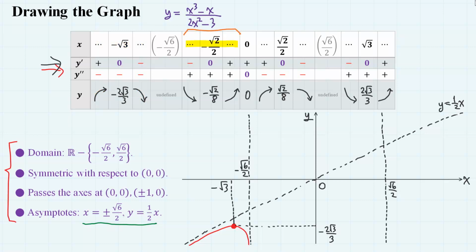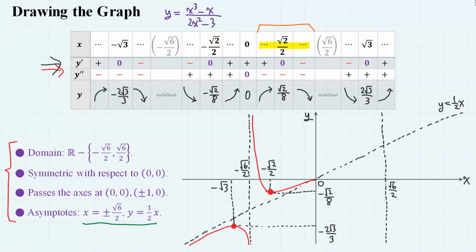Now let's move on to the next part. Here the graph falls down from positive infinity, so that the vertical line is an asymptote, then hits the local minimum point, then starts to increase all the way up to the origin. And as you can see, the graph is convex in this region. This local minimum point is minus square root of 2 over 2, minus square root of 2 over 8.